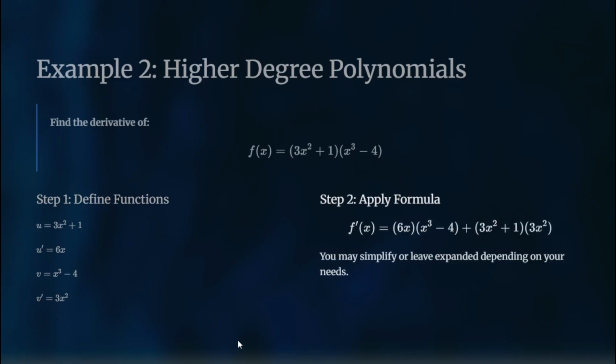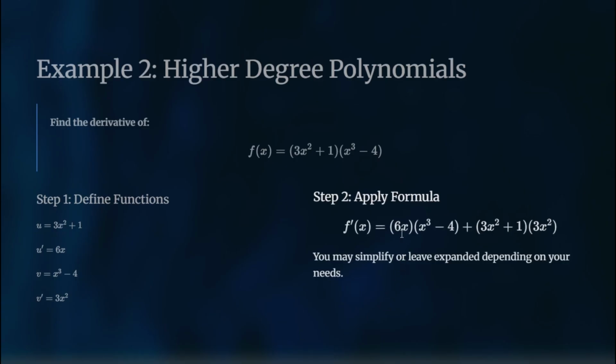Now, applying the formula, f prime of x, that is the derivative of f, will be equal to the derivative of the first term, which is 6x, times the second term, x cubed minus 4, plus the first term, 3x squared plus 1, times the derivative of the second term, which is 3x squared. So you may simplify or leave expanded depending on what you need.